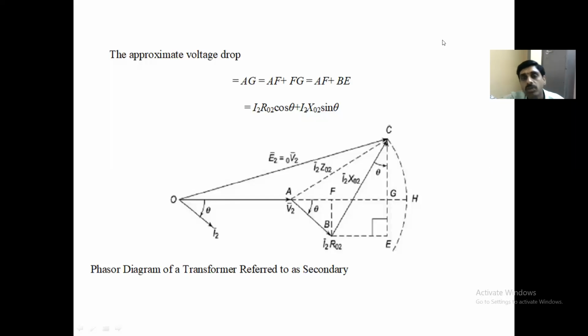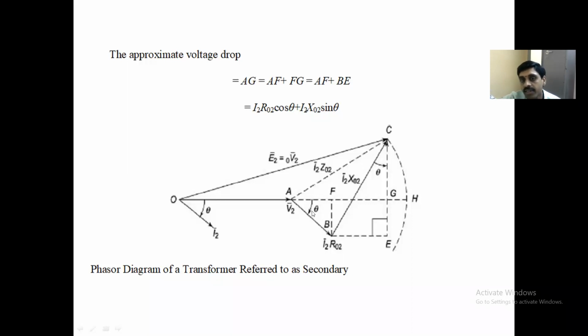Okay. So this is what you have seen: the voltage regulation for lagging power factor load. It is very easy to draw this phasor diagram, because if you draw V2 as a reference, we can write E2 as V2 plus I2 Z0, which is nothing but E2. This I2 Z0 is divided into two parts, I2 R02 and I2 X02.